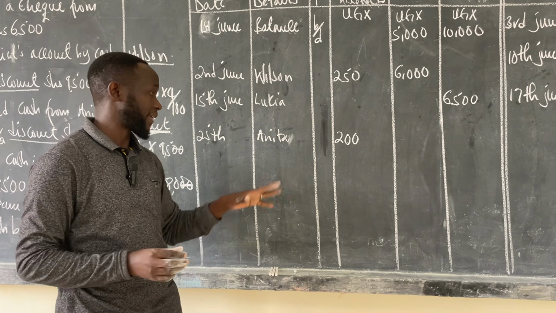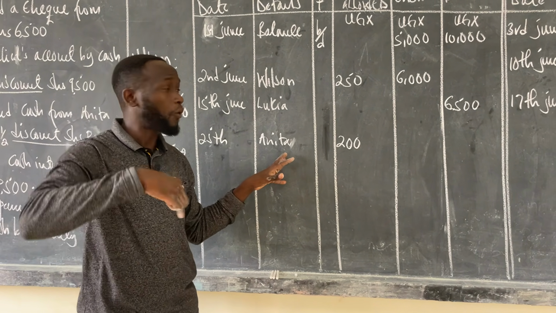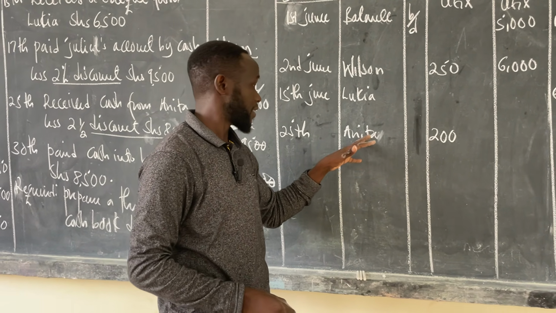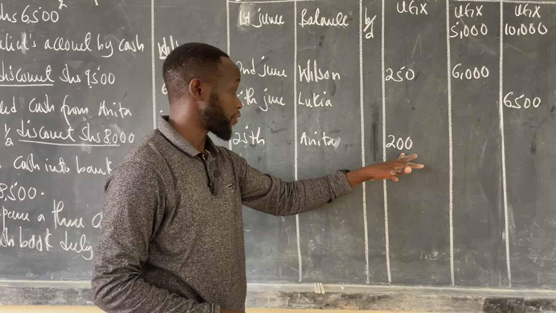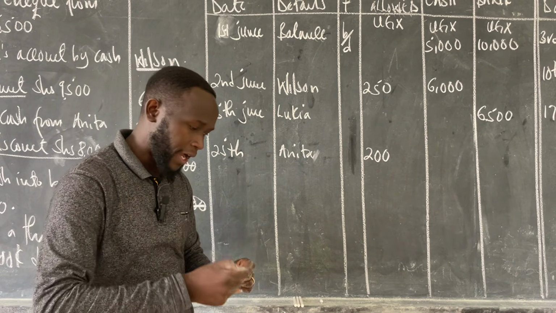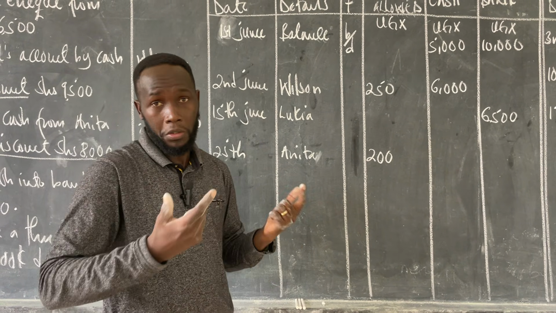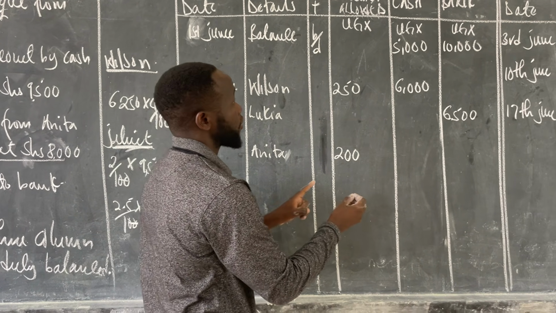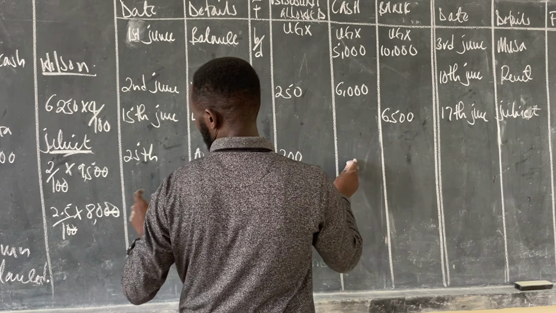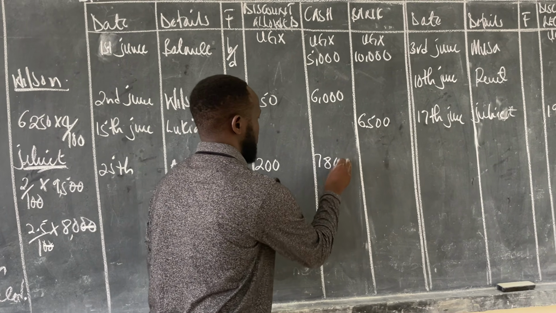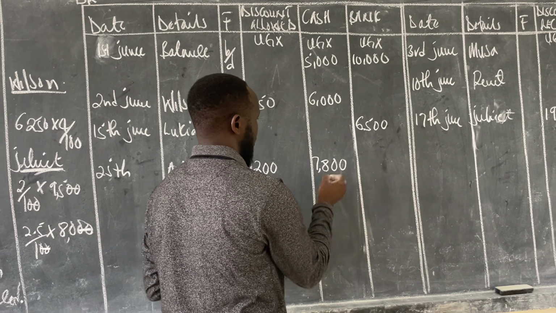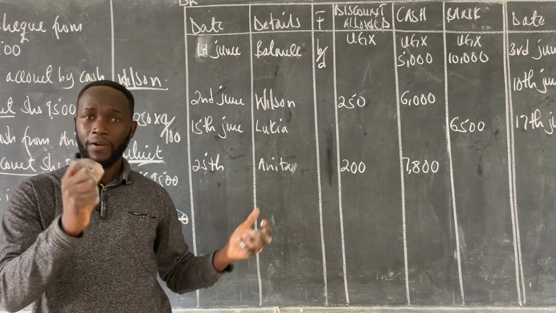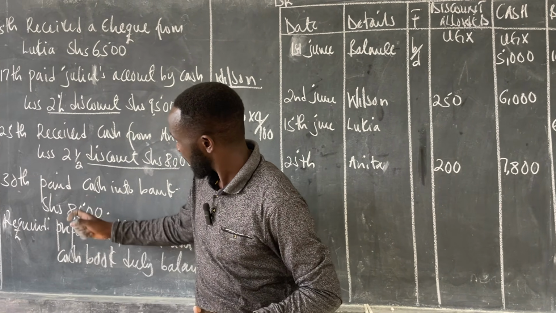We don't know what happened to this because we are now owning Stephania's business. But in actual sense, Stephanie allowed a discount of 200 to Anita, either for having paid by cash promptly or having bought a lot of items, and that is a discount. So how much do we remain with? 7,800 under cash.